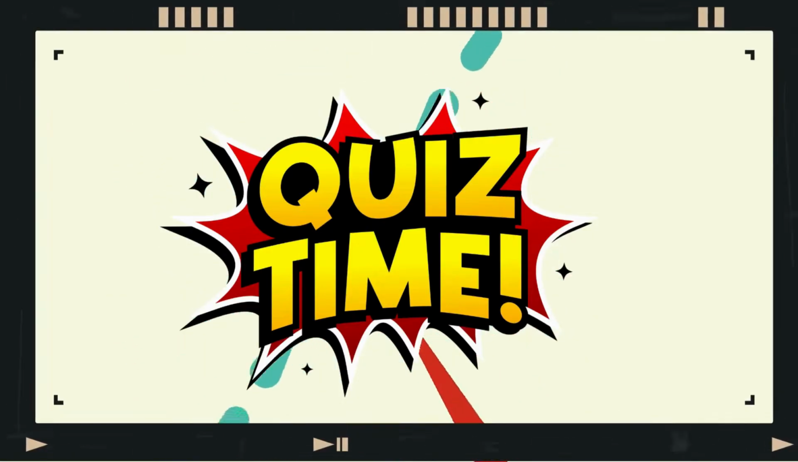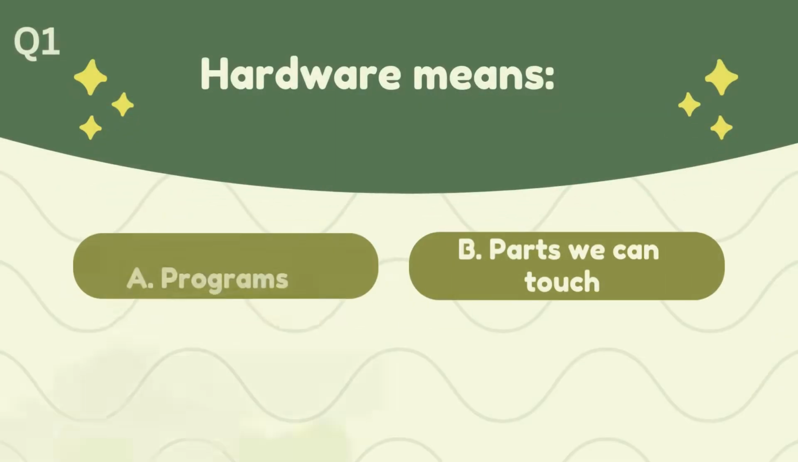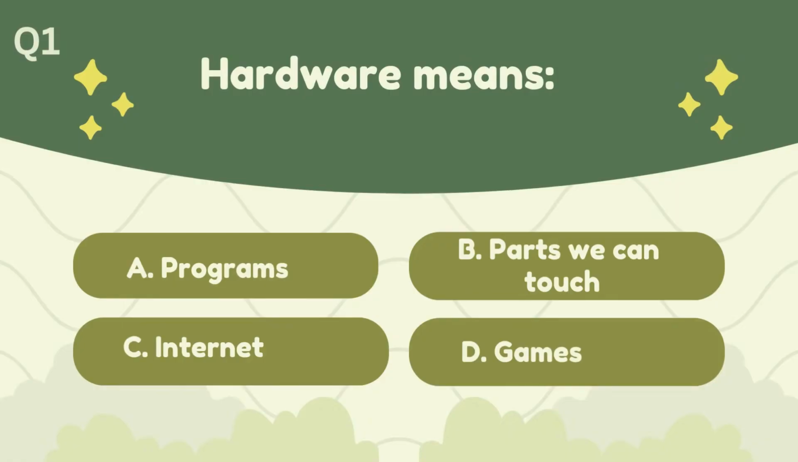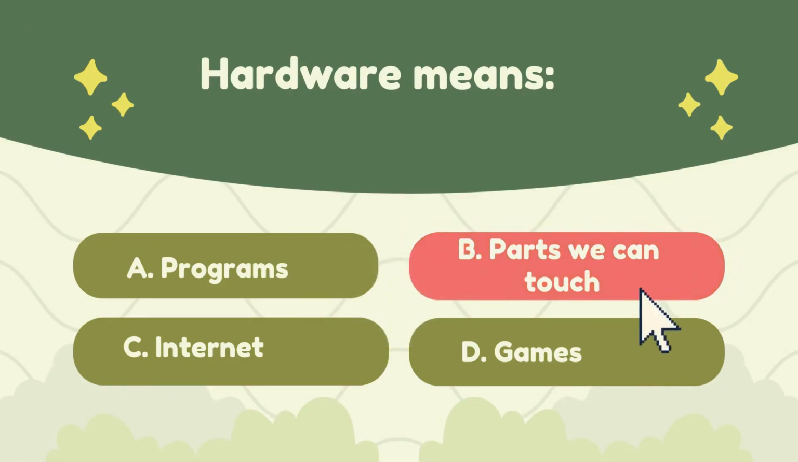Okay friends, are you ready for a fun quiz? Let's check your computer knowledge. Hardware means... Your time starts now. Awesome! The answer is parts we can touch.